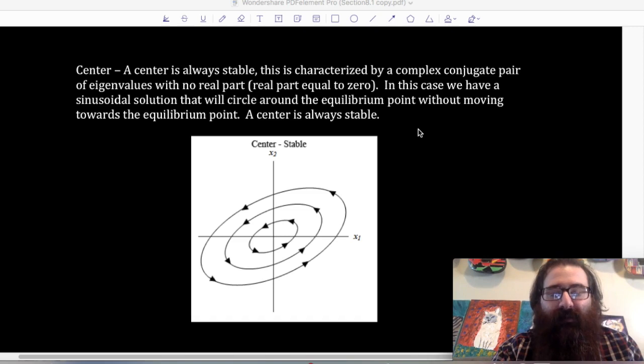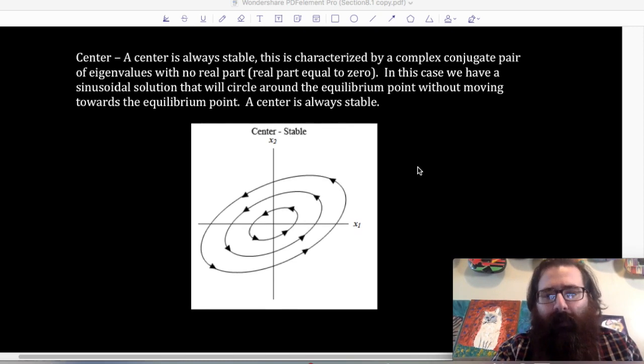So in this case, we say a center is always stable, and it just sort of looks like we have these rings traveling around the equilibrium point. So we say a center is always stable, but not asymptotically stable.